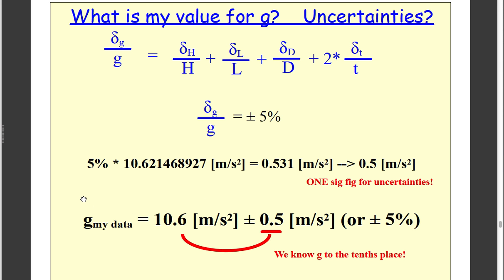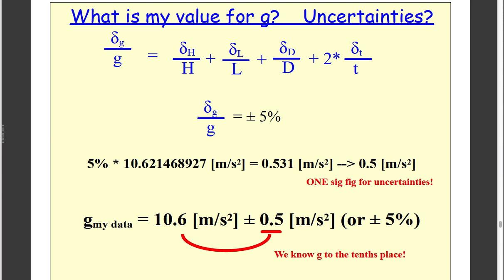So I state my value for G as being 10.6 meters per second squared plus or minus 0.5 meter per second squared. We know G to the 10th place because that is where our uncertainty lies. So I know that I report G just to the 10th place. And here I've rounded 10.62 to simply 10.6. On the post-lab, you'll finish your discussion of measurements and uncertainties by stating your value for G, the uncertainty in G, and then you'll write out this summation here. You'll actually write out delta H over H plus delta L over L, so on and so forth.